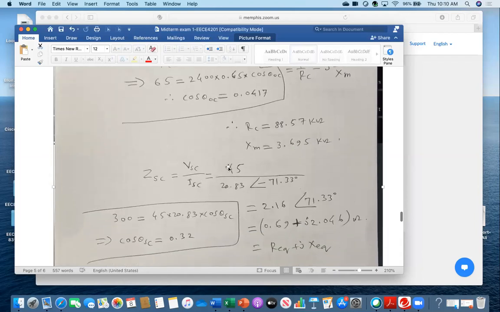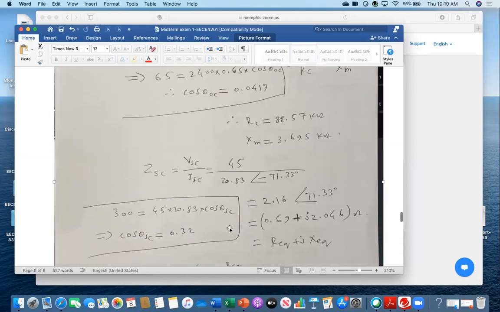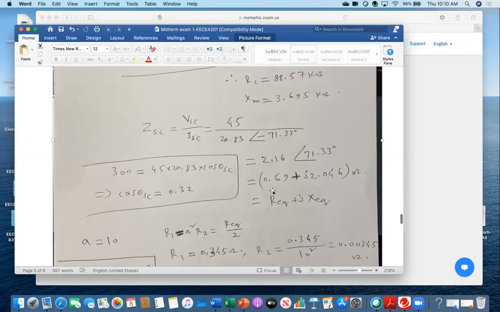And you see, then with the short circuit test data, these 3 are the short circuit parameters. I am calculating ZSC, VSC over ISC. In this case, my angle is from here 71.33, and then it went in the numerator, so it became plus. So I got 0.69 plus j 2.046 approximately. This means the first part is the R equivalent plus j, this is the X equivalent.